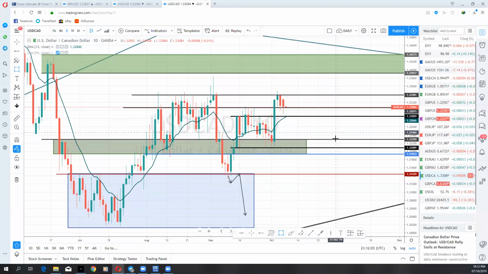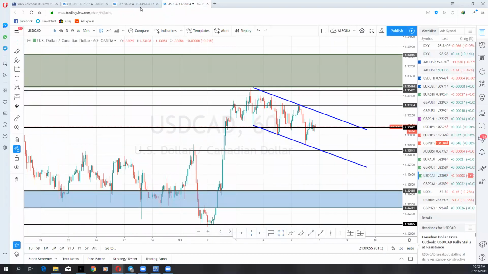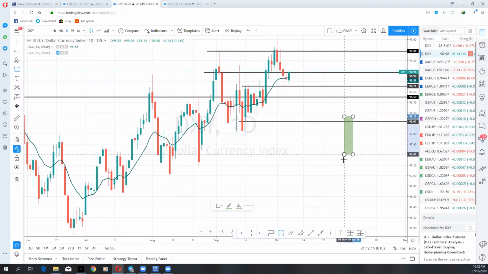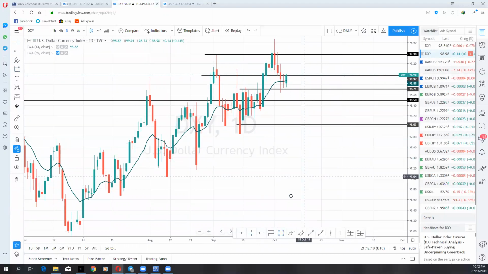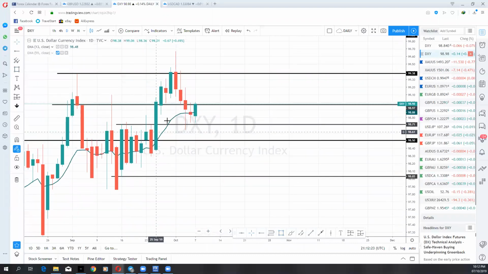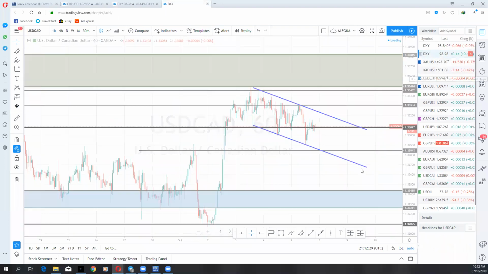Looking at our daily chart, as always, we start with the dollar index. It seems to be showing a bit of a bullish trend, and it's closing back above the daily 13. So let's look at how this looks on our intraday chart.